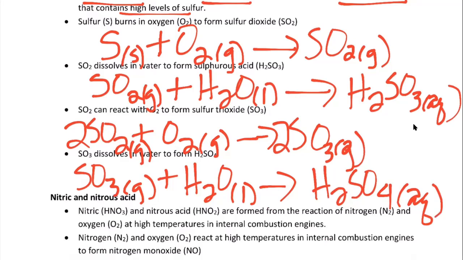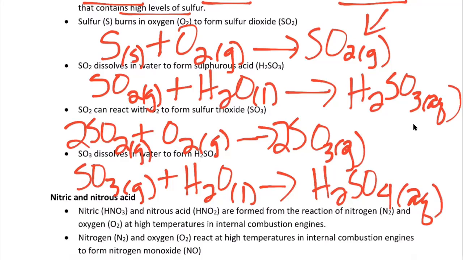So those are kind of the main processes that are happening here, is that the sulfur contained in the coal that's burned in these power plants reacts with oxygen gas in the air and it makes sulfur dioxide gas. Okay, then that sulfur dioxide gas itself can react with water vapor and make sulfurous acid, or the SO2 can react with more oxygen gas in the air to make sulfur trioxide, and then the sulfur trioxide can react with water vapor in the air to form sulfuric acid.